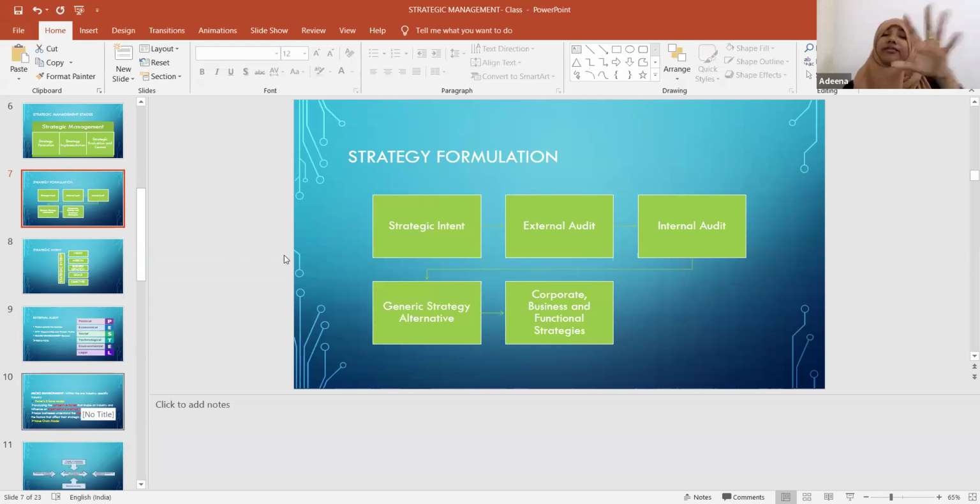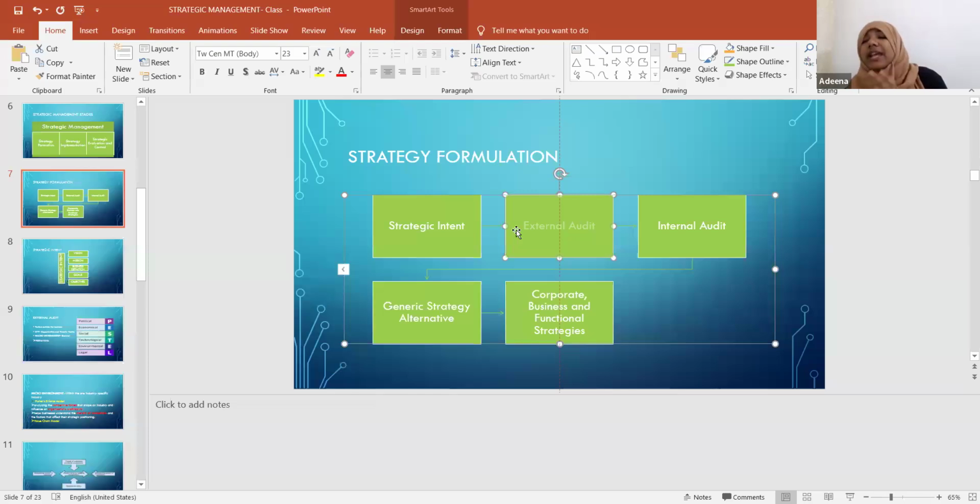So the first substage is strategic intent, and we have seen all the requirements in the strategic intent: vision, mission, organizational definition, goals, and objectives. And the second substage is external audit, that is the analysis of the external factors. The third stage is internal audit. The fourth stage is strategic alternatives, and the fifth stage is corporate, business, and functional strategy.